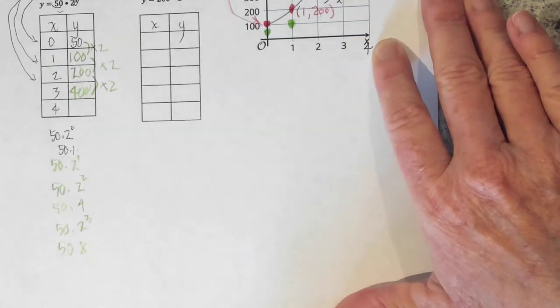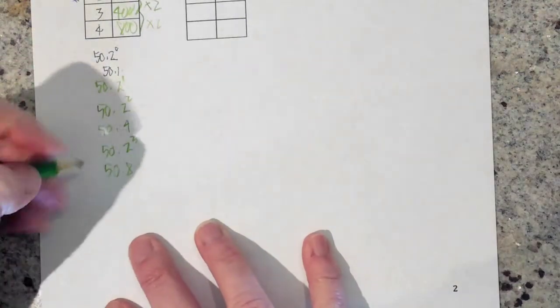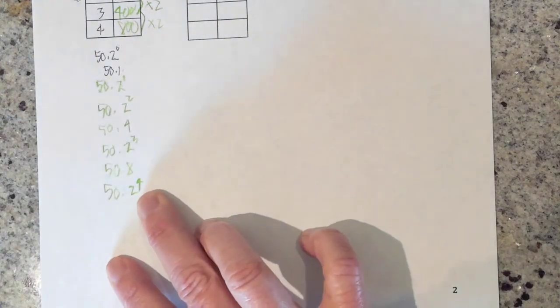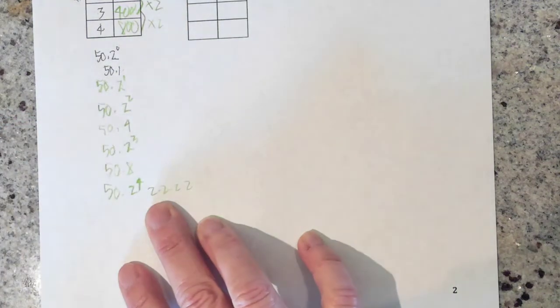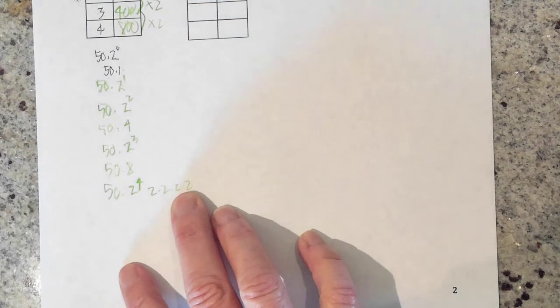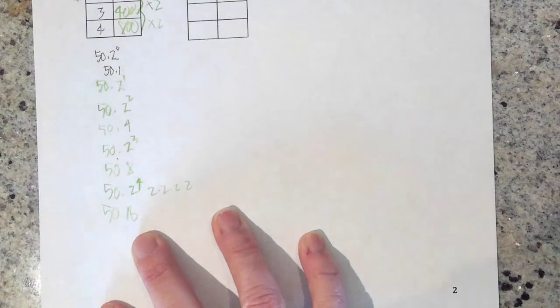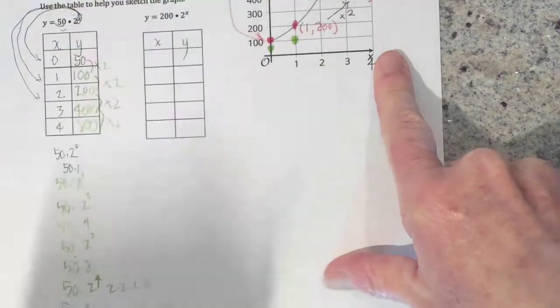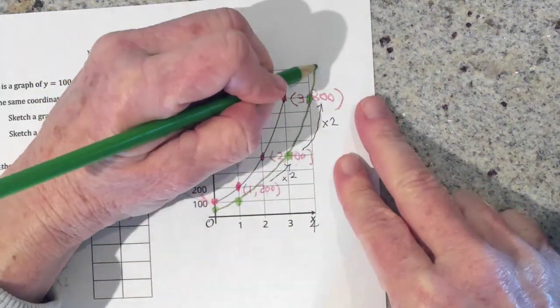And then the last one would be 4. I can multiply that by 2, which means I'm going to get to 800. Or I can come down here and go 50 times 2 to the power of 4. 2 to the power of 4 is 2 times 2 times 2 times 2, which is 2 times 2 is 4, and 4 again, which is 16. So 50 times 16 is 800. So 4 and 800 goes way up here. So now I'm ready to connect my points. There it is right there.